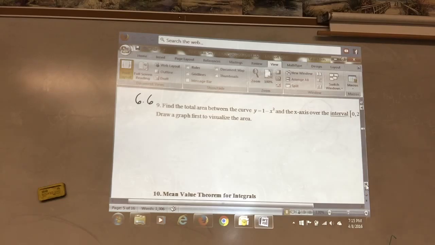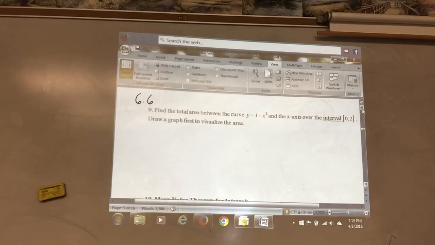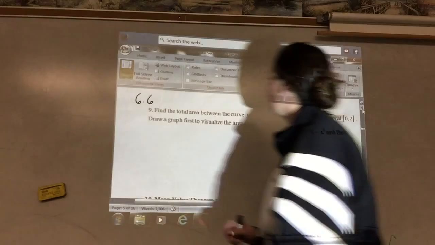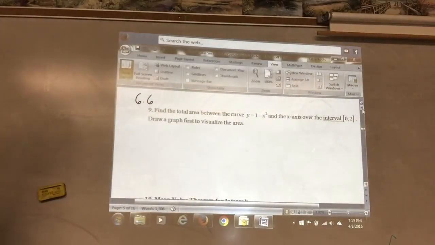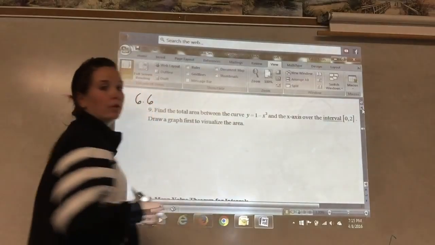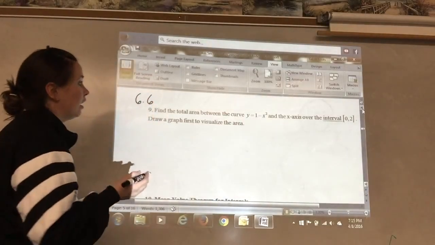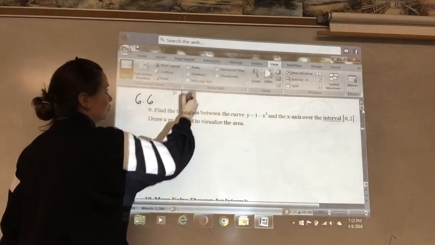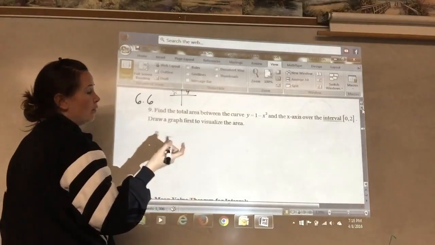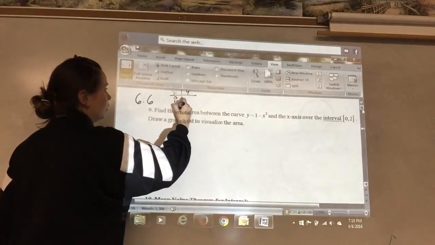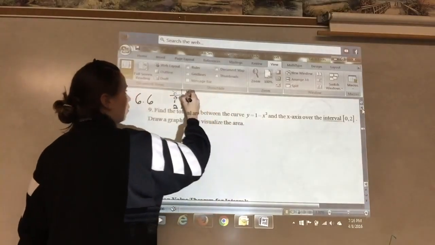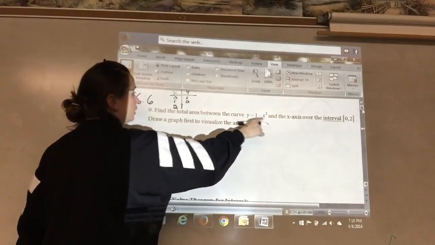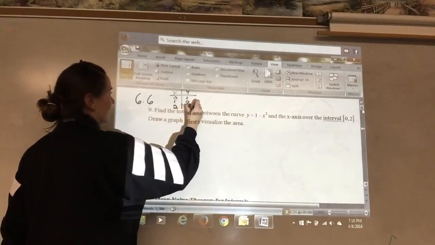All right, so the last example for us, okay, just trying to line this up. It says find the total area between the curve 1 minus x squared and the x-axis over the interval 0 to 2. Draw a graph to visualize. Okay, so again, we have an upside down parabola that's been translated up 1 unit. For those of you that like to make a little table, go ahead and do that. They only want me to go from 0 to 2, so we could do a 0, 1, 2 in our chart. Sub in 0, get 1. Sub in 1, get 0. Sub in 2, 1 minus 4 is negative 3.